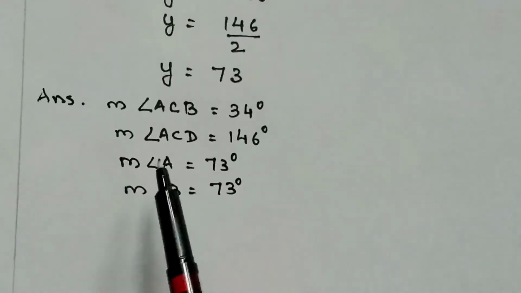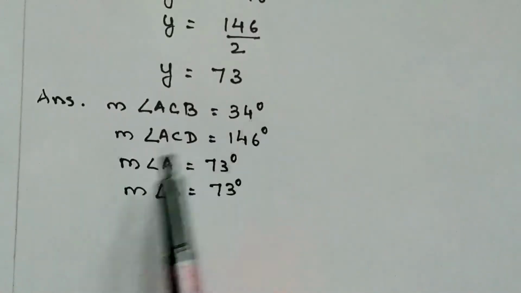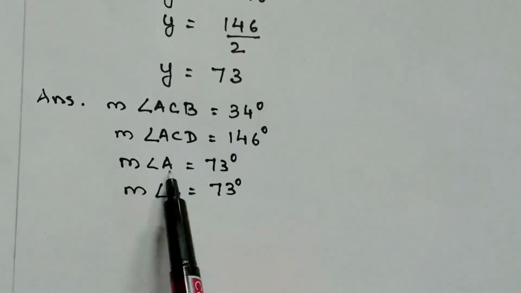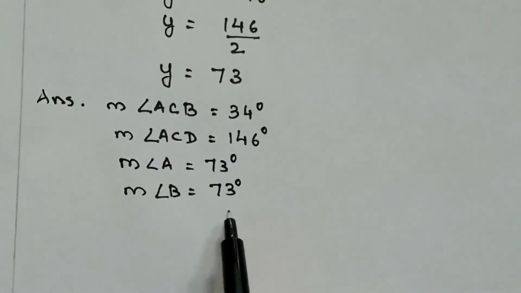So the final answer will be the measures of all the angles. Measure angle ACB is 34 degree. Measure angle ACD is 146 degree. Measure angle A is 73 degree. And measure angle B is also 73 degree.